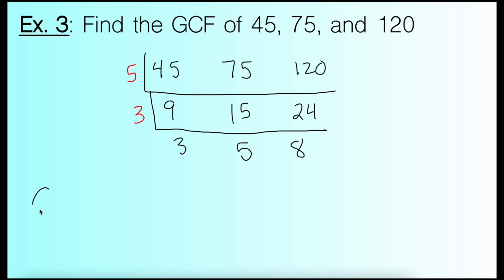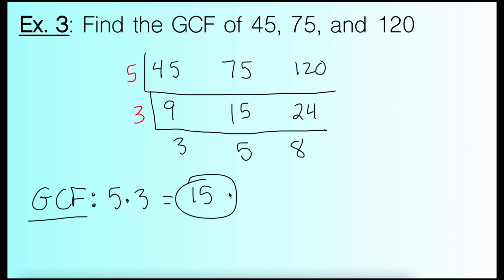I'm going to look at the numbers that I used as factors. Common factors were 5 and 3. If I multiply those two together, 15. That's the greatest factor that's shared between 45, 75, and 120. If you made a list of all their factors, that's the biggest one that they'd all have in common.